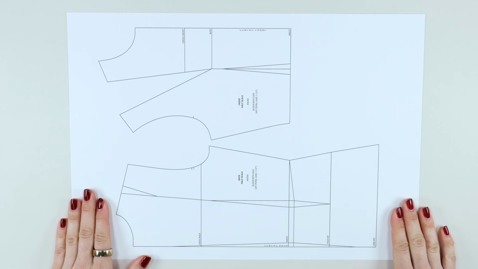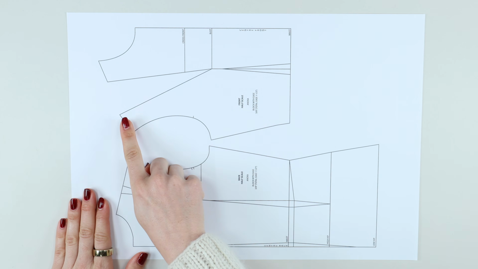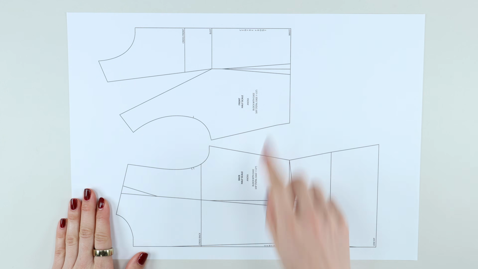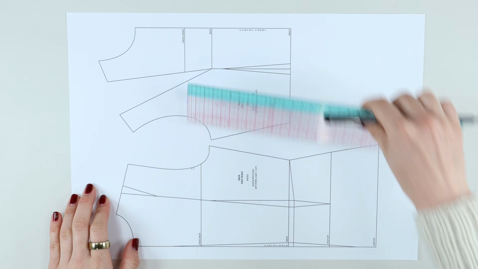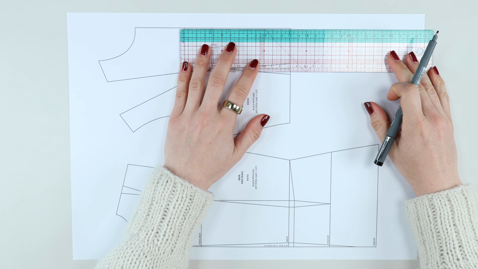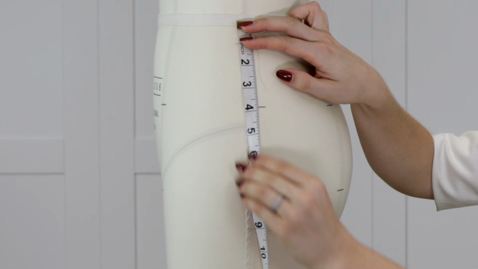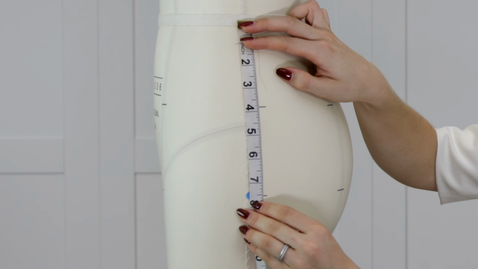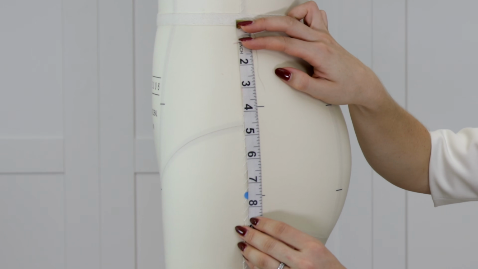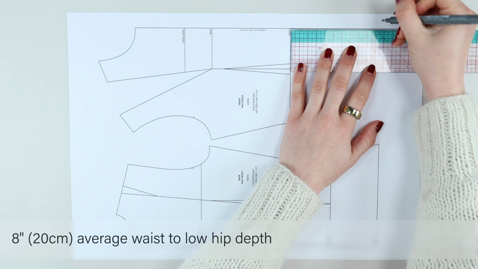If you don't have a low hip on your pattern, perhaps your pattern ends at the waistline, you can follow these steps for extending it. Extend your center front line down from the waist. You can take a measurement on the side of your body from waist to low hip, or you can use an average measurement, which is approximately 8 inches, 20 centimeters.